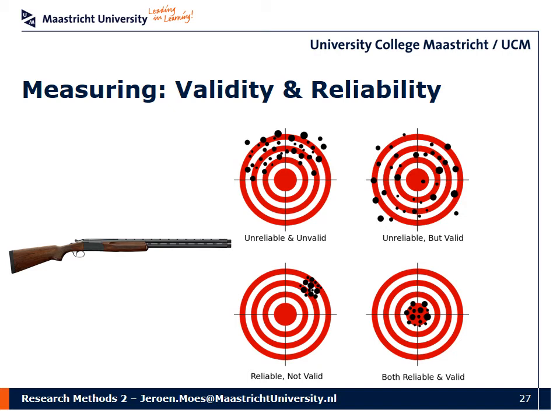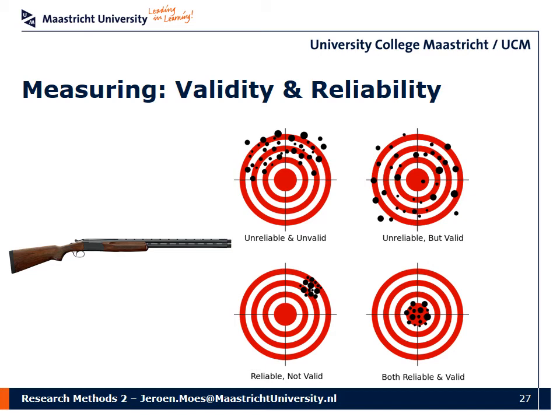It is also possible that something is reliable but not valid. So you see that in the bottom left there. All the bullets arrived at the same general location, so it always measures the same thing every time that we do this measurement. So it's reliable, but the measurement is not very valid. It's not measuring what we say it is measuring.